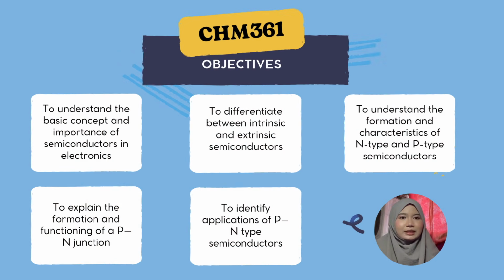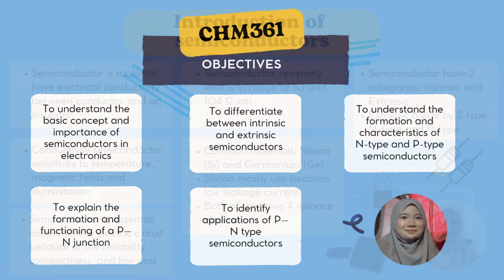There are 5 objectives that we need to achieve by the end of the presentation. Number 1, to understand the basic concept and importance of semiconductor in electronics. Number 2, to differentiate between intrinsic and extrinsic semiconductor. Number 3, to understand the formation and characteristic of N-type and P-type semiconductor. Number 4, to explain the formation and functioning of P-N junction. Number 5, to identify the application of P-N-type semiconductor.